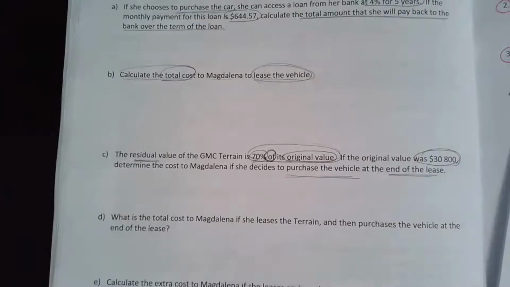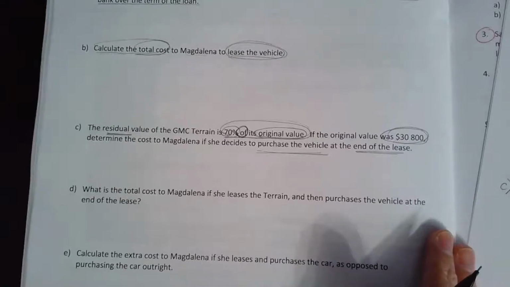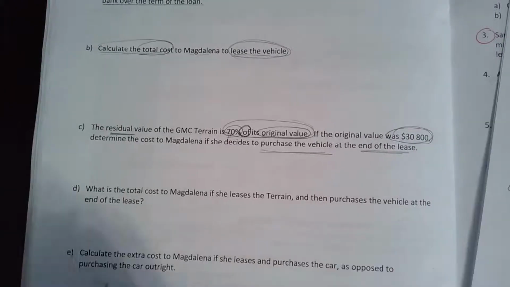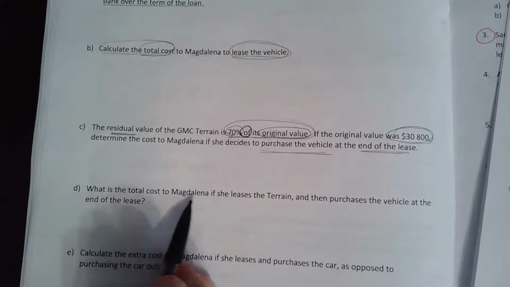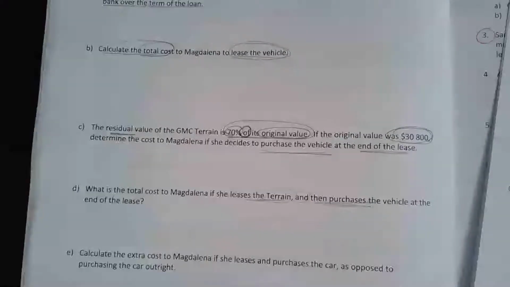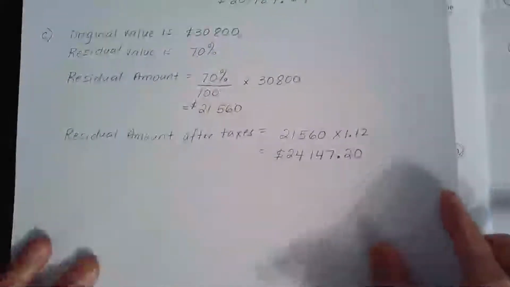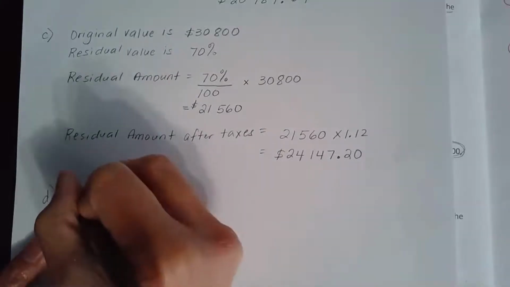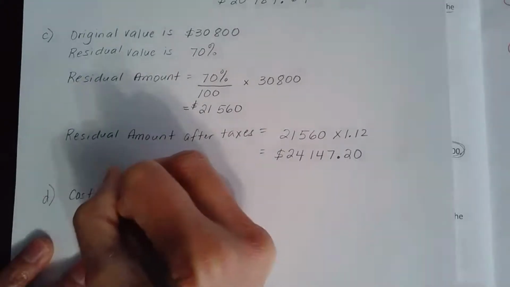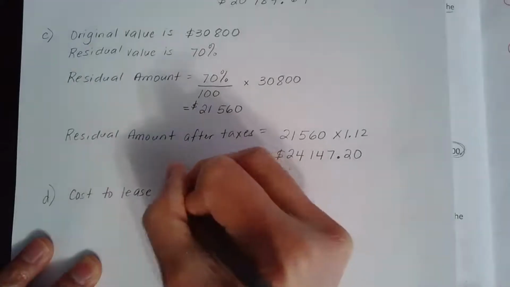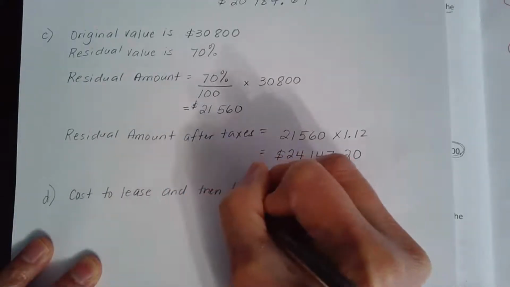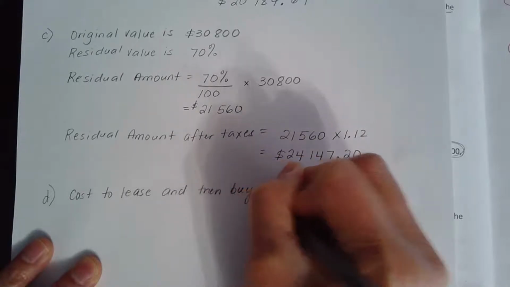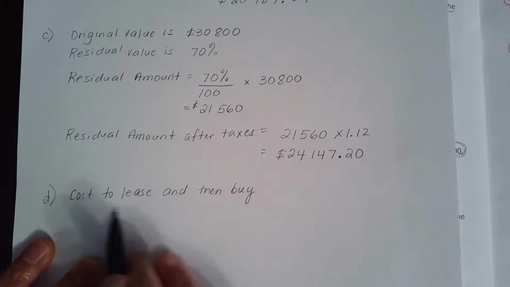So let's take a look at letter D. Letter D, what is the total cost of Magdalena if she leases? This question is actually broken down step by step so that we could see what's happening in here. So let's take a look at D. The cost to lease, and then buy. Okay, well, let's take a look.